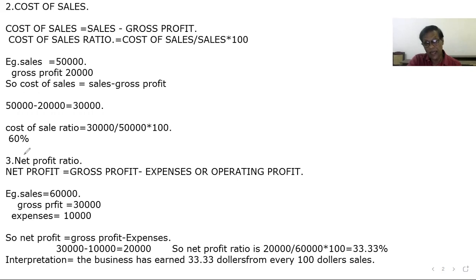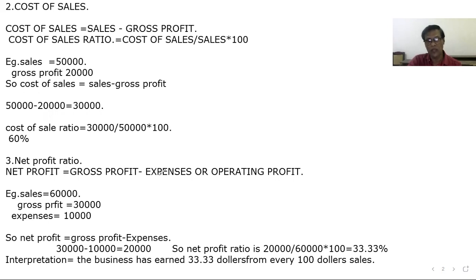$60 incurred as cost of sales from every 100 sales. Okay, my dear friends, now I told gross profit ratio. This is cost of sales ratio. Now the next one is net profit ratio. What do you mean by net profit? Net profit equals gross profit minus expenses of operating profit.